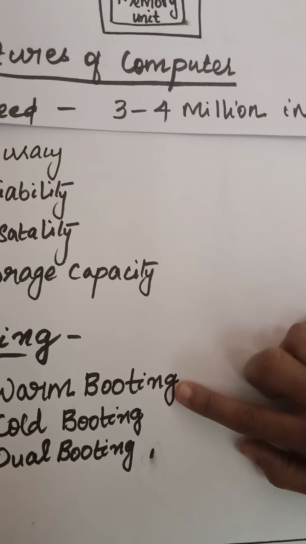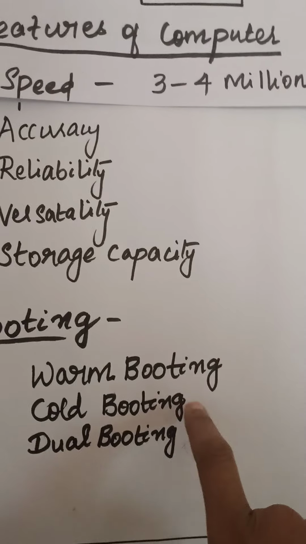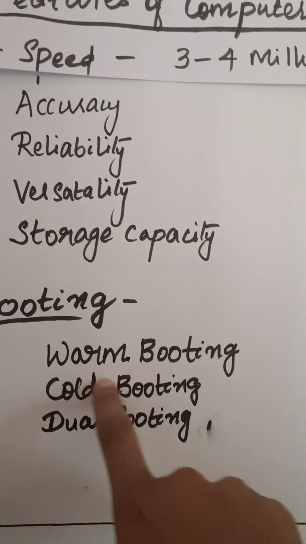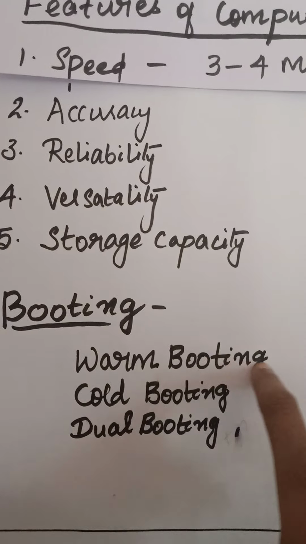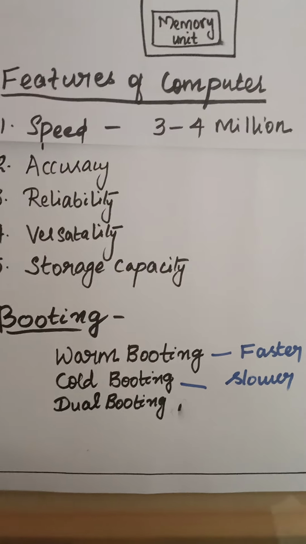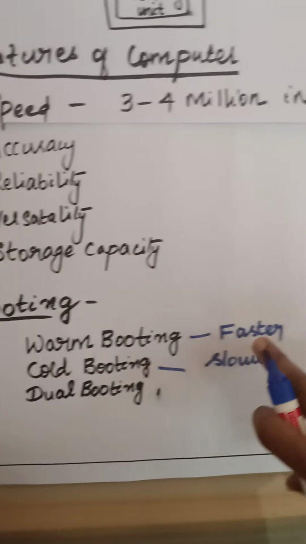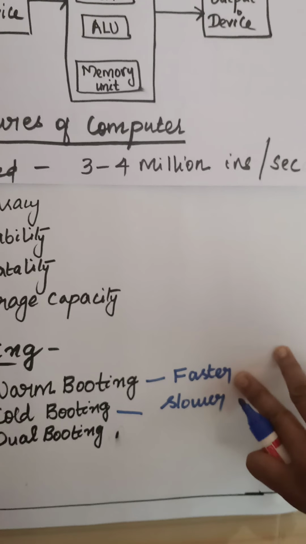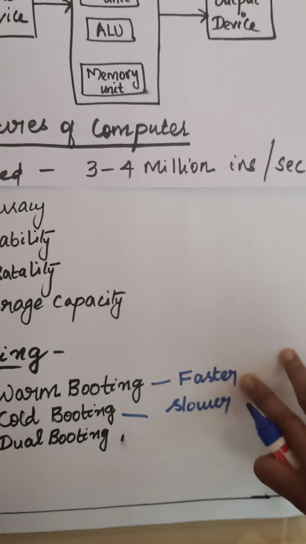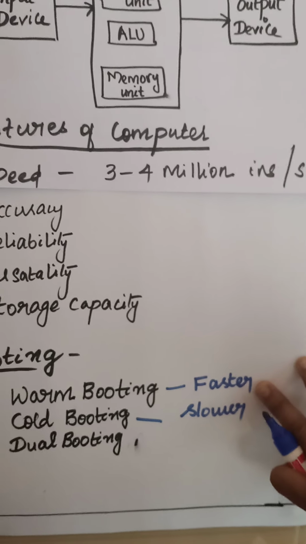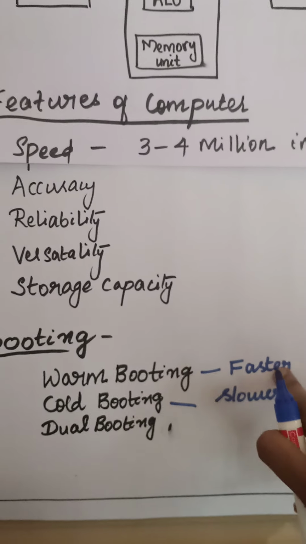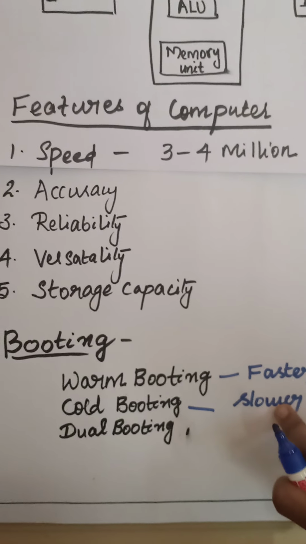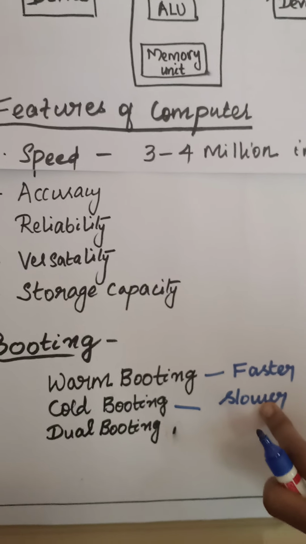So rebooting the system is known as warm booting, and giving power to the system and switching on the system we call cold booting. Cold booting is a slower process, whereas warm booting is a faster process. Warm booting is faster because the system is already on, OS is already loaded. If we are adding new software or connecting new hardware, rebooting is required, and that is known as warm booting. It is faster because the OS is already loaded into the memory. Cold booting is slower because it needs the OS to be loaded into your main memory.